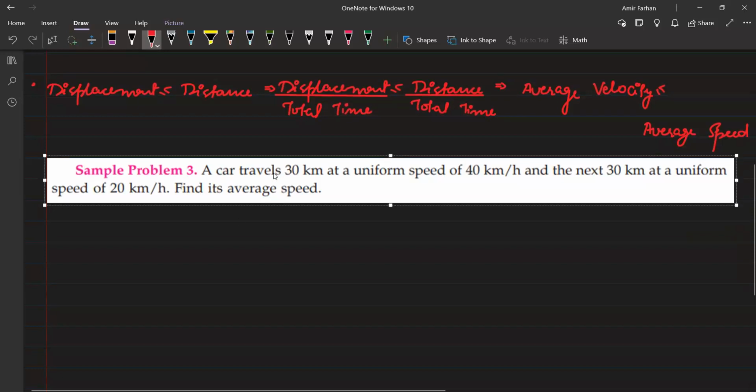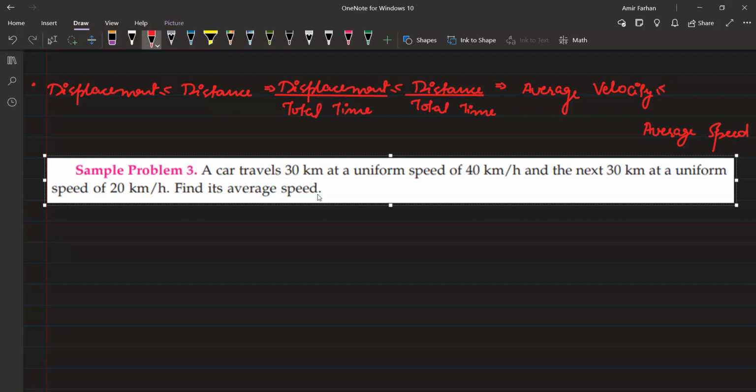And the speed was 40 kilometer per hour for 30 kilometer, right? And the next 30 kilometer at a uniform speed of 20 kilometer per hour. So you can see the first 30 kilometer has been covered with the speed of 40 kilometer per hour, and the next 30 kilometer has been covered with the speed of 20 kilometer per hour. The speed is changing in each interval. Yes or no, everybody?